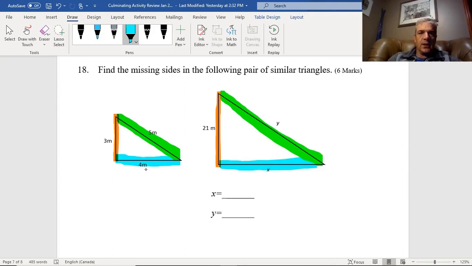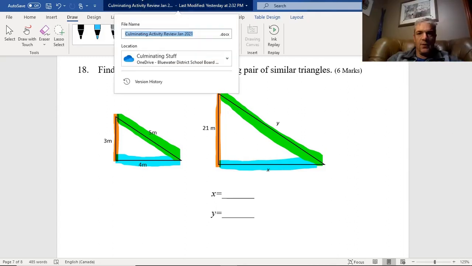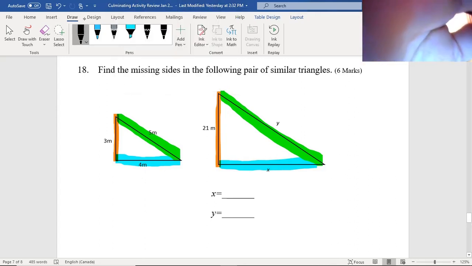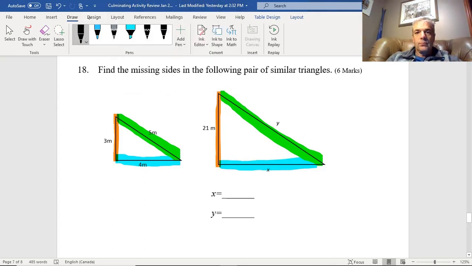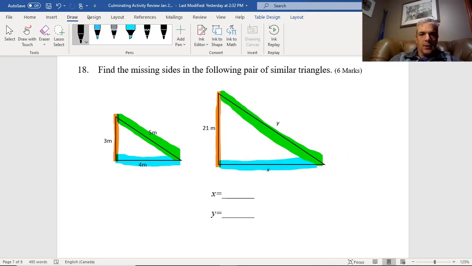So I'll do the x on one side here and solve for the y on the other. Okay. So for x, let's do 3 goes to 21. Okay, 3 is going to 21 because they are corresponding. And then if I want to do for x, I have to say 4 goes to x. So 4 goes to x. We're not saying they're equal. We're just saying they're connected to each other.